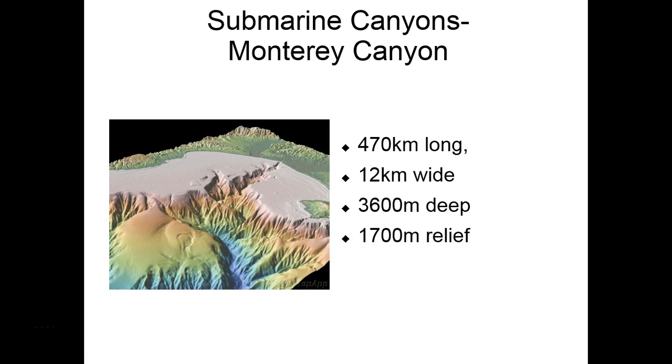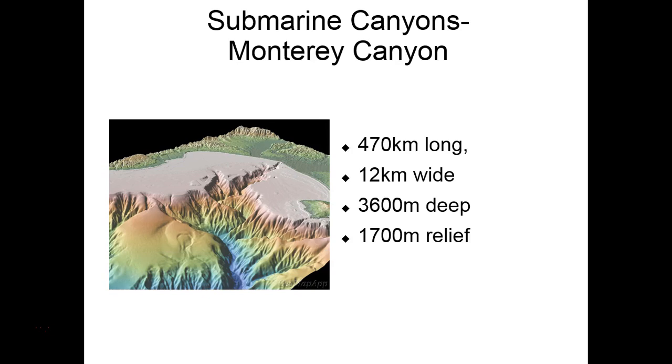And this is essentially like an underwater Grand Canyon. It's 470 kilometers long, 12 kilometers wide, 3,600 meters deep, and it has a relief of 1,700 meters. What that means is that's the difference between the continental shelf and the deepest parts of the canyon. So a relief of 1,700 meters is pretty big. There is a whole community of organisms that exist there, and it's kind of cool. The submarine canyon is useful because scientists can study the deep ocean right off of the beach. They don't have to go very far to get into really deep water.